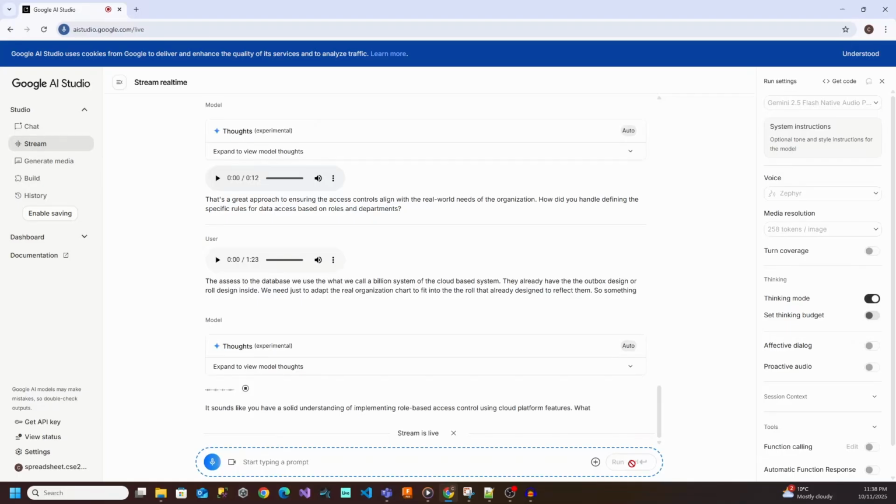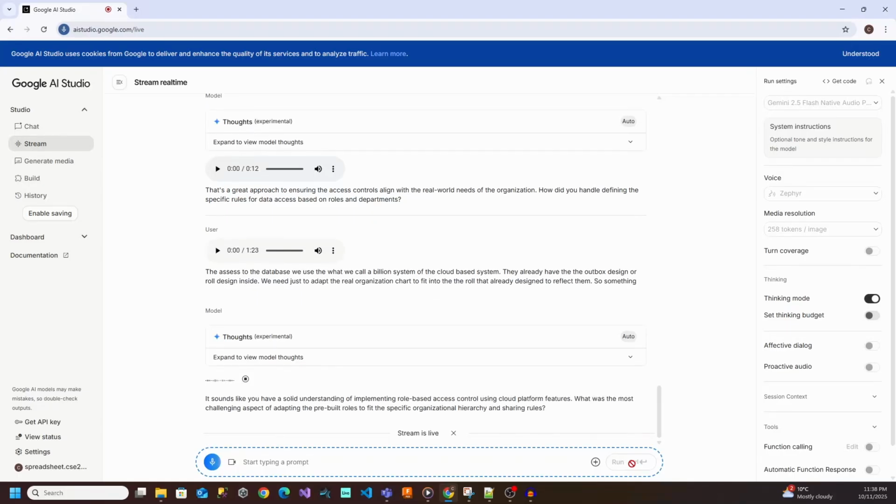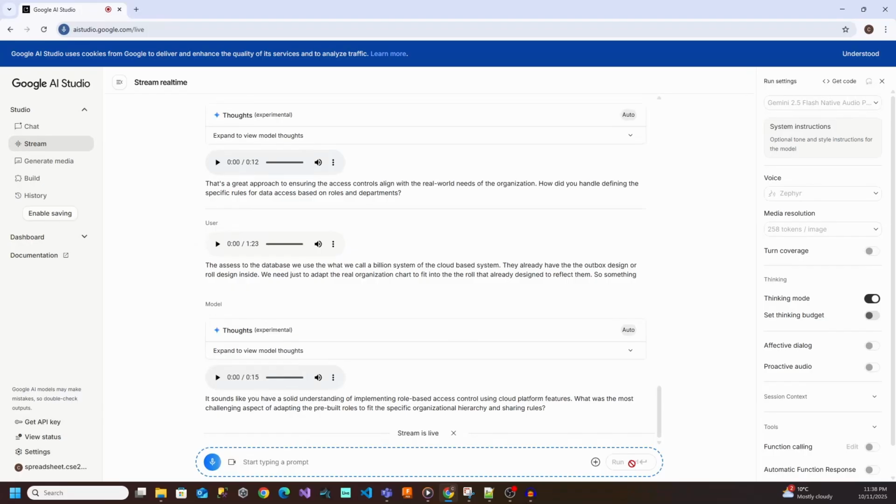It sounds like you have a solid understanding of implementing role based access control using cloud platform features. What was the most challenging aspect of adapting the pre built roles to fit the specific organizational hierarchy and sharing rules? The most challenging thing is that even though we tried to respect all the requirements of the real organization and to create a sharing design in the cloud-based system, there was something that was not working as expected. When we did the calculation on the sharing, some people still saw records that they should not see.